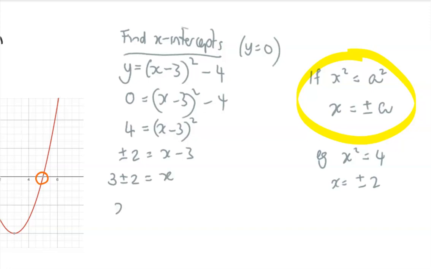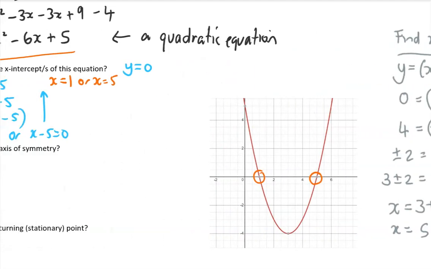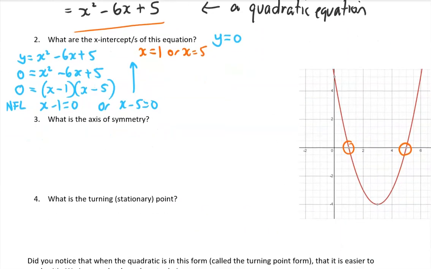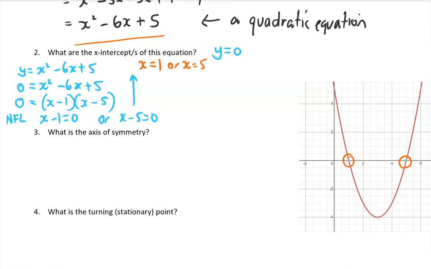What does that mean? Well, it means that x is equal to 3 plus 2, or x is equal to 3 minus 2, which is 5, or x equals 1, which is the answer we got earlier. Okay, so we can use either of those methods to find our x-intercepts. And so we've got that nicely on our graph there. What I would like you to do is, and I'll pause the video in a second, try to identify what's the axis of symmetry and what's the stationary or turning point.